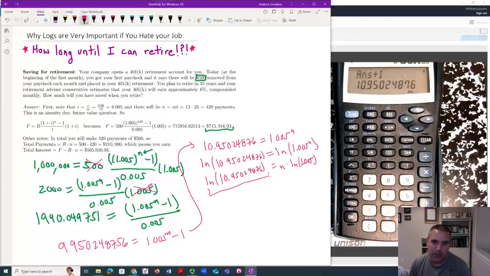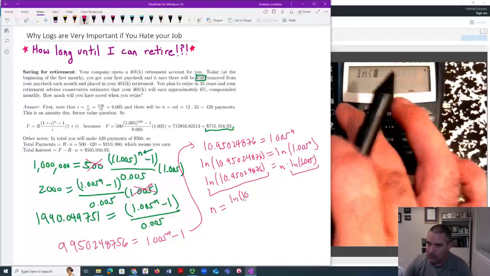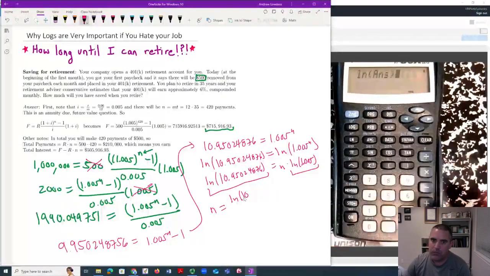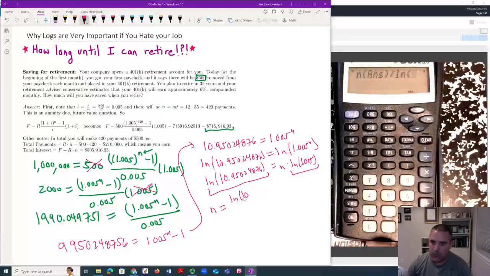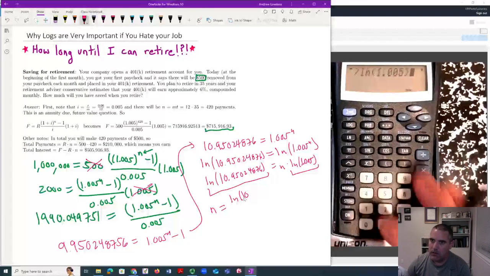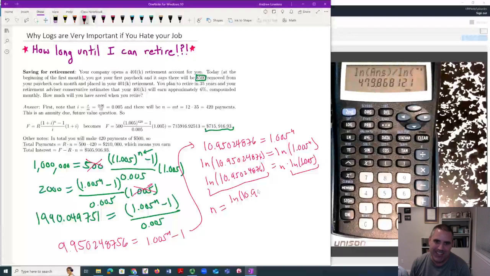And now I have a number here and a number here. Sometimes this is where students drop the ball. All you have to do is divide and you are done. The number of months is going to be the log of this number. So it's going to be the log of that answer divided by the log of 1.005. So it's a pleasing little calculation.